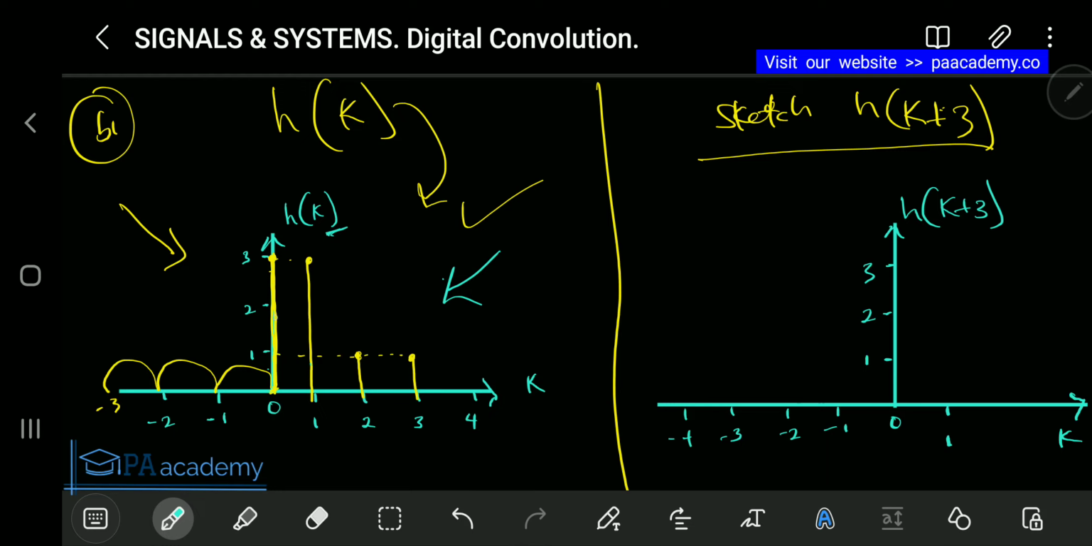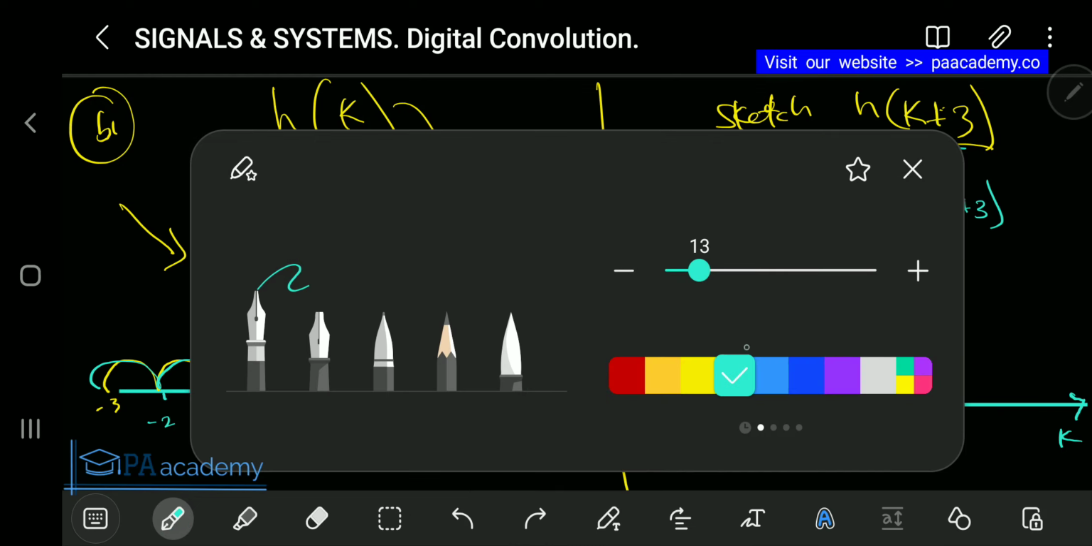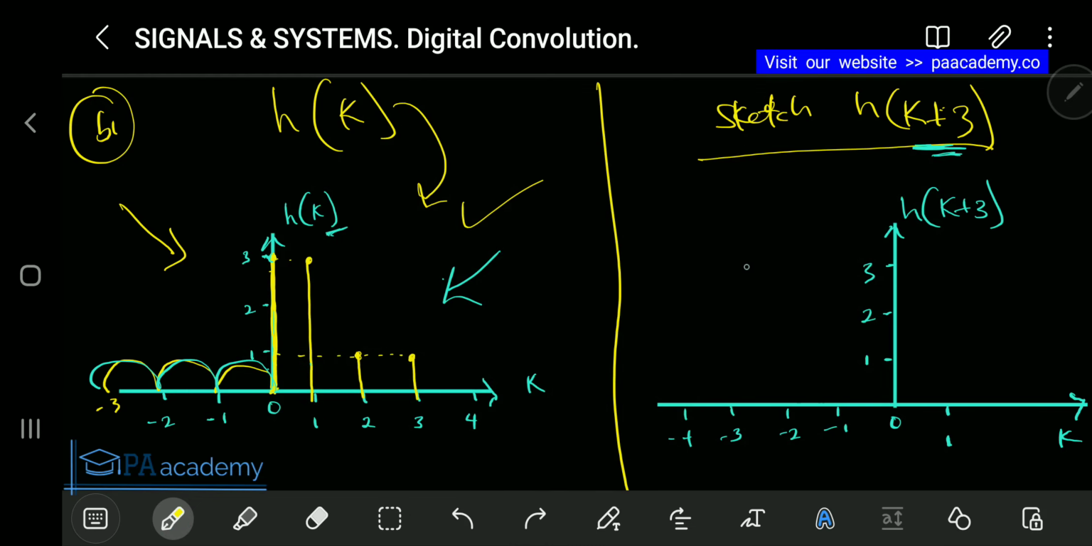If you move this first one 3 times, because we have k plus 3, that means we are shifting each and every one of them to the left by 3. So from here, 1, 2, 3. This first one will be shifted, and once it is shifted, it's coming on minus 3. On minus 3 here, we trace it to the height of 3, and the height of 3 is somewhere here. And then we trace it straight down. Are we good?